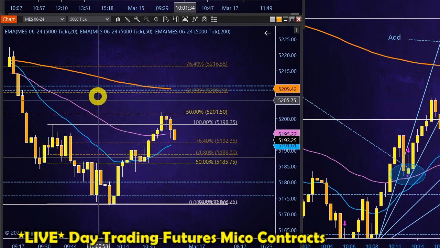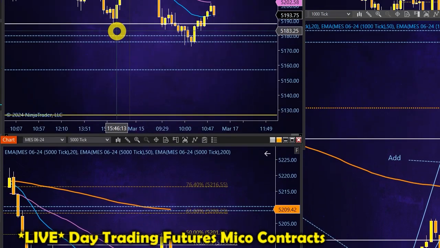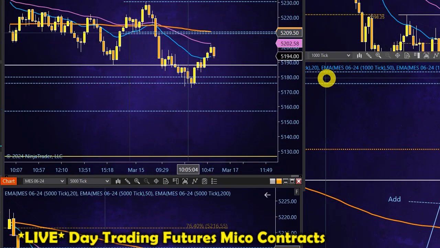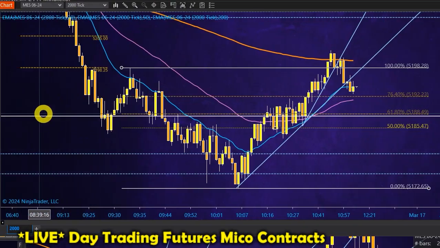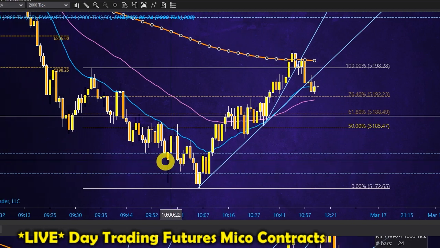This is where I need to continue to learn my own perception and understanding, and I'm learning too. I know when things are clear, but sometimes things are foggy. Okay, because let's look at the 2,000. On the 2,000 tick chart, moving averages are still below the 200 moving average.